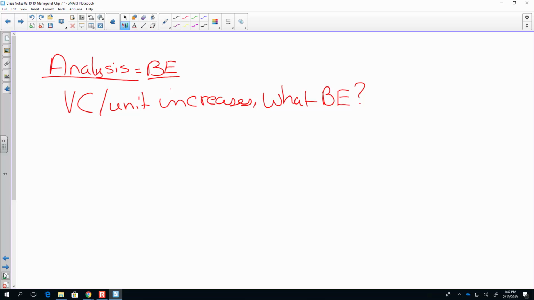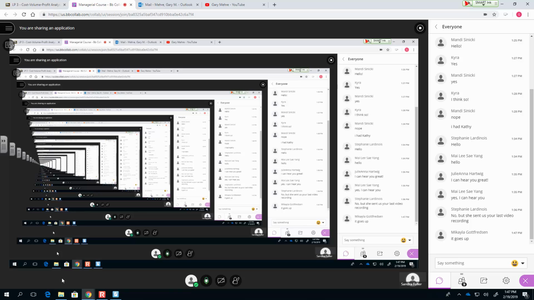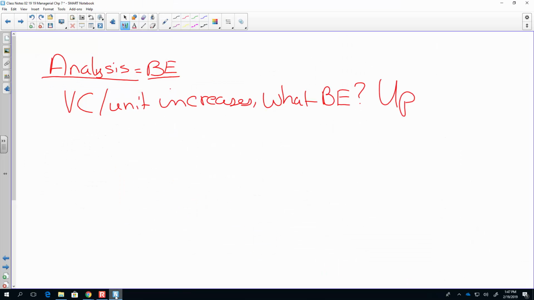Pardon? Does it go up? Up, right? My break-even amount has to go up. And the reason it has to go up, very good, Michaela, thank you. The reason it goes up is that I have less margin, right? So I need more units to make up for that.